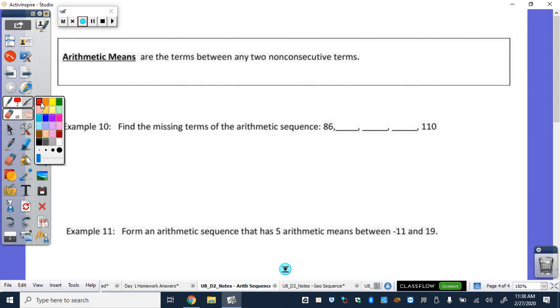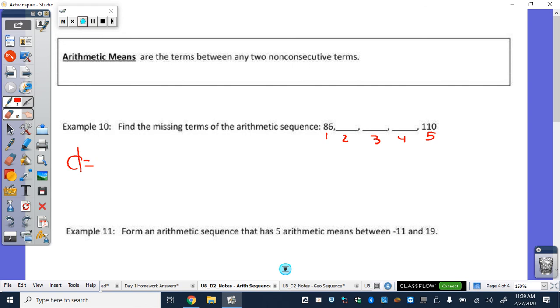All right, one other thing with our arithmetic means. Arithmetic means are the terms between any two non-consecutive terms. So right here, this example in number 10, they have 3 arithmetic means between 86 and 110. So that just means there's 3 terms in between them. So in order to find the missing terms, again, got to find that common difference. Arithmetic is always about that common difference. I know my first term and I know my 5th term. If I count them out, I've got my first term, I've got my fifth term.